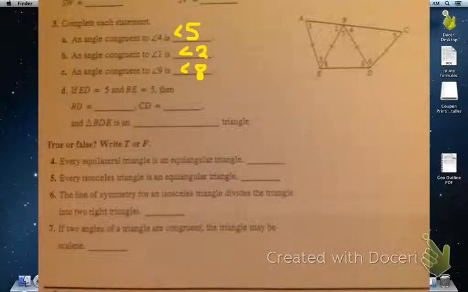Part D, if ED is 5 and BE is 5, then BD also has to be 5. They're already marked as equal. CD, well, BD and CD are marked as equal. So if BD is 5, CD must be 5, which means that triangle BDE is an equilateral triangle.